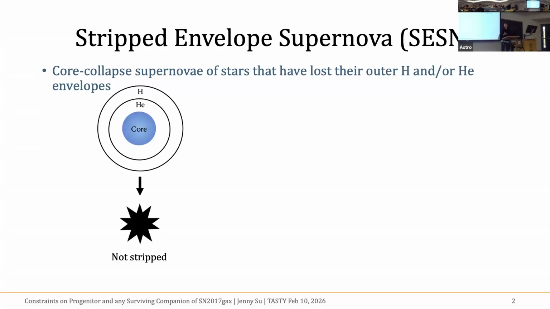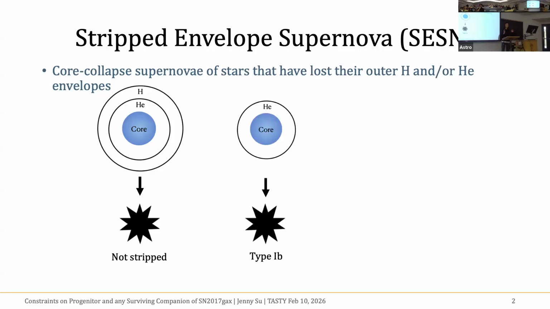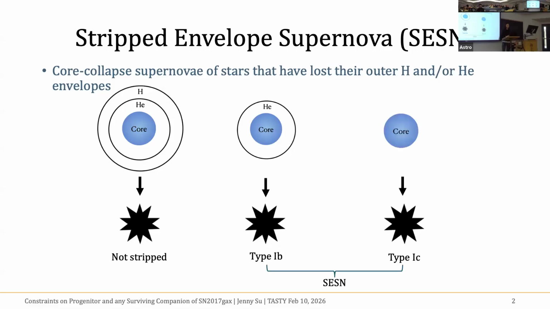So a high mass hydrogen star will explode as a non-stripped, hydrogen-rich supernova. If through some mechanism, which I will elaborate on later, the hydrogen is stripped, then the supernova is classified as a type Ib supernova. If the helium is also stripped, then it becomes a type Ic supernova. Here, both type Ib and type Ic are classified as stripped envelope supernovae.